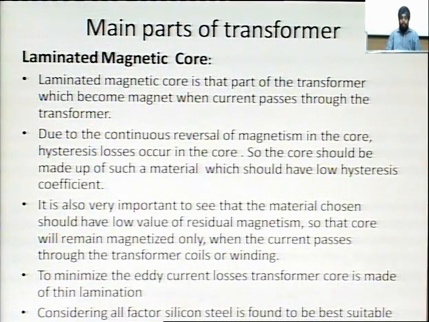First is the laminated magnetic core. The laminated magnetic core is that part of the transformer which becomes a magnet when current passes through the transformer. Due to the continuous reversal of magnetism in the core, hysteresis loss occurs in the core. So the core should be made of such a material which has a low hysteresis coefficient. It is also very important that the material chosen should have a low value of residual magnetism, so that the core will remain magnetized only when current passes through the transformer coil or winding. To minimize the eddy current losses, the transformer core is made of thin laminations. Considering all the above factors, silicon steel is found to be the best suitable material for the construction of the transformer core.